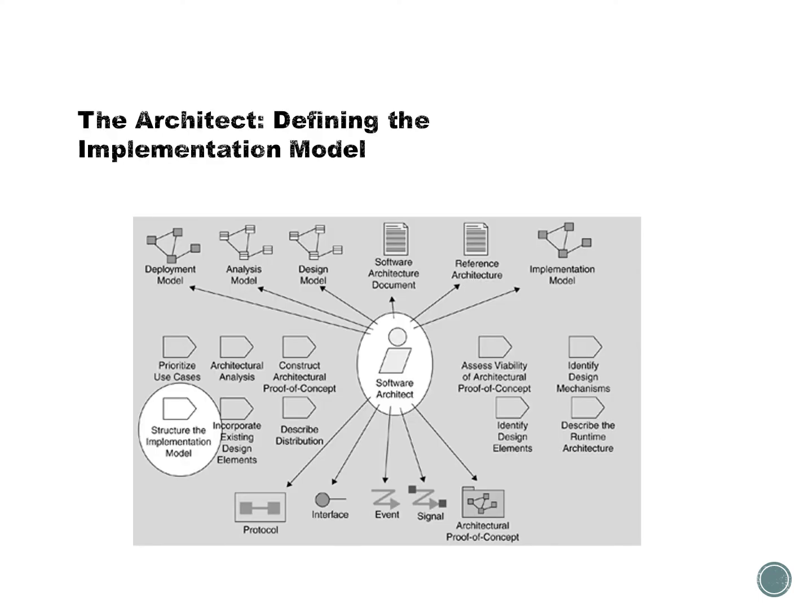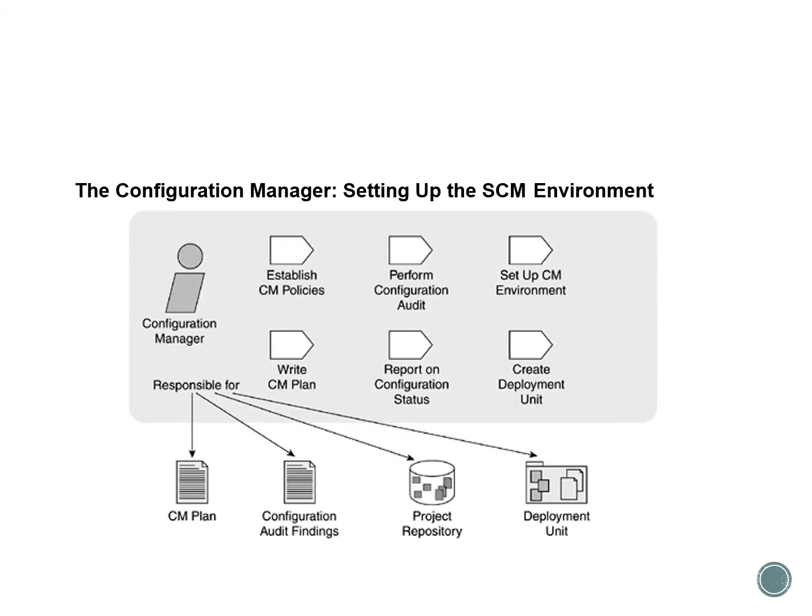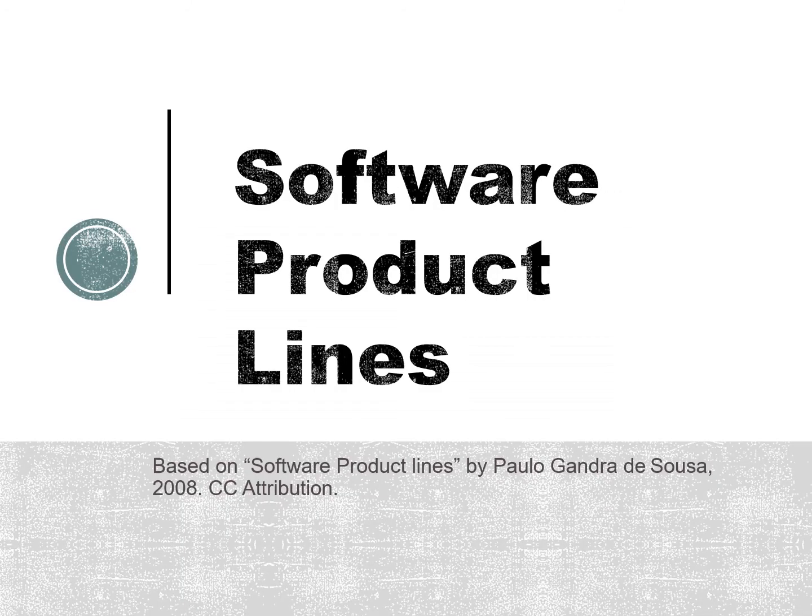So if the architect is the one doing the architecture work, the person doing the configuration manager's work is the one who actually ensures that your system works and you have the functional daily build or a functional build always available.